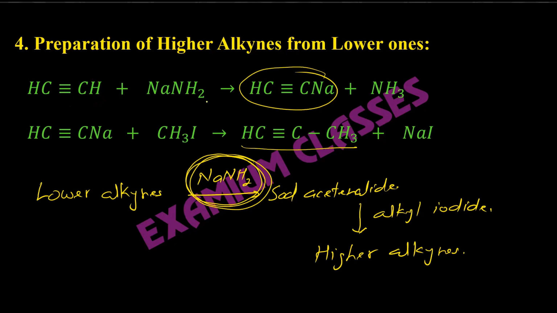So here, what is the function of NaNH2? The function is this: Na replaces this hydrogen, and this hydrogen combines with NH2 to give you NH3. So here the function is different. It replaces hydrogen.